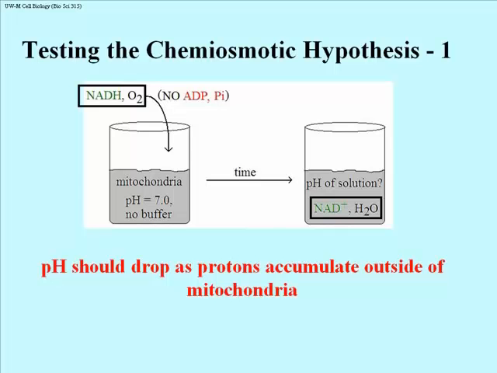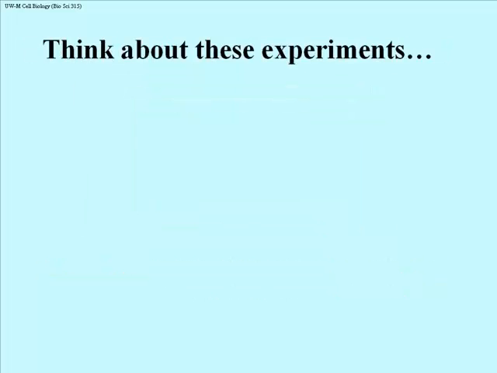That solution becomes acidic. Note that for this experiment to work, the solution had to be unbuffered. When this experiment was actually done, the pH of the solution did drop, supporting the chemiosmotic hypothesis. Here are some more ideas for testing the hypothesis, so think about these experiments.